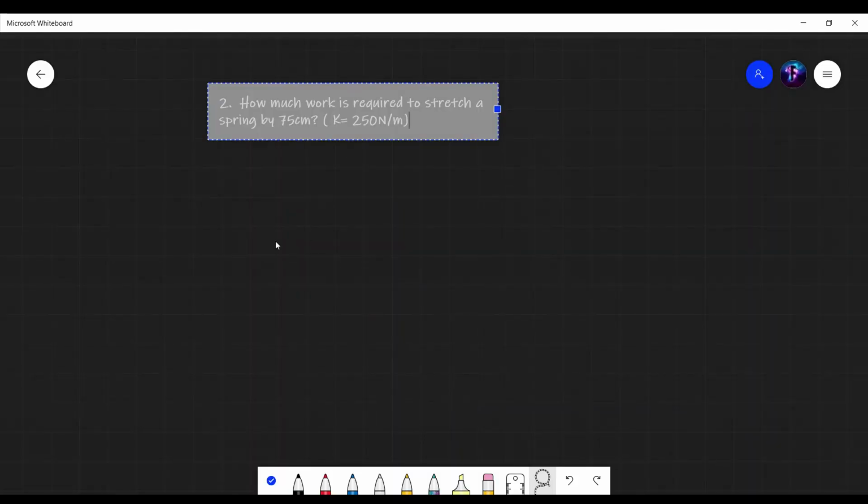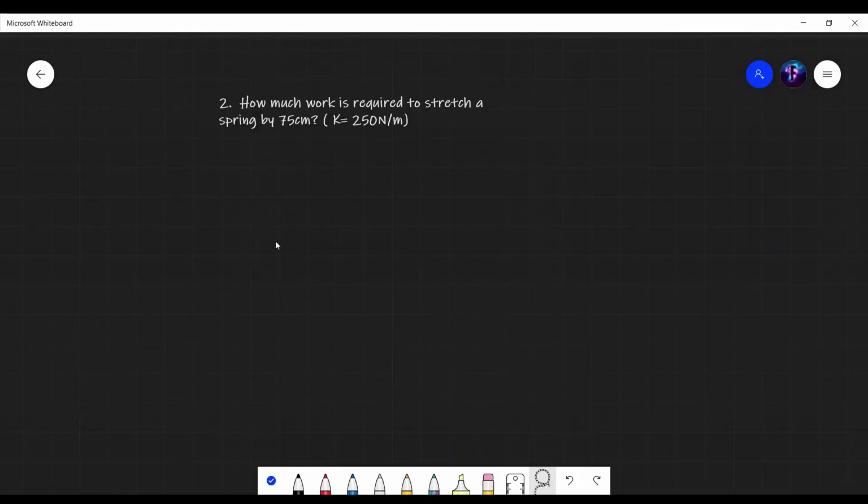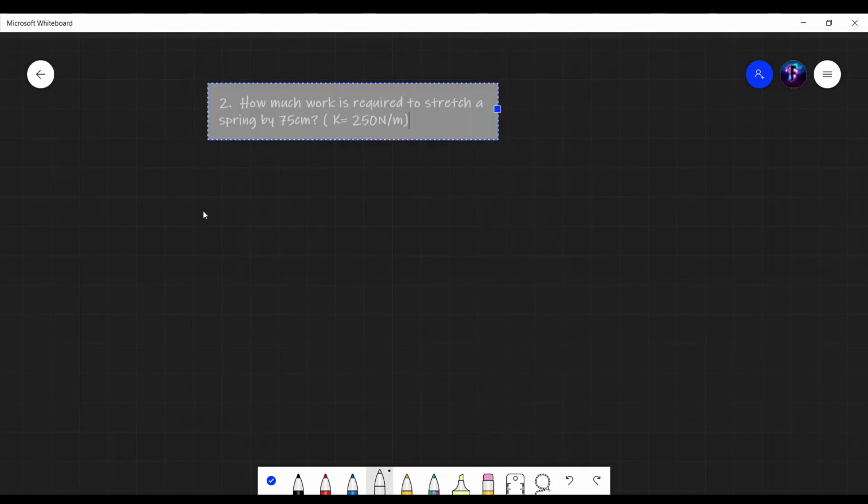Okay, so this is the next question. How much work is required to stretch a spring by 75 centimeters? And the K is 250 newtons per meter. Now, if you've learned work, you would remember it equals W equals FD, force times the distance.